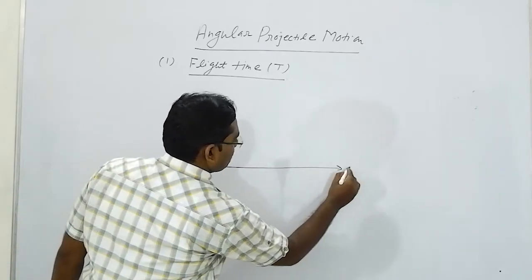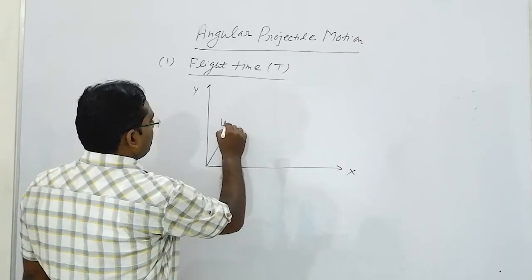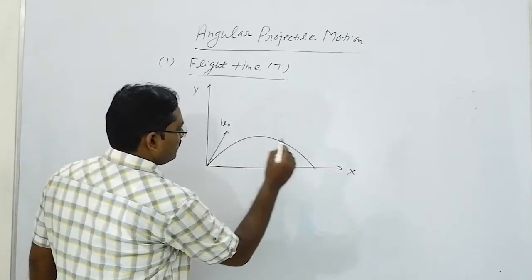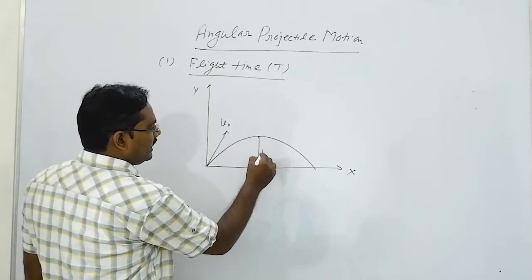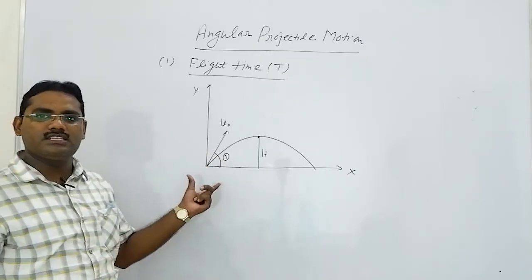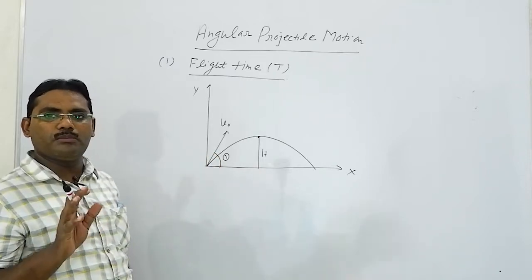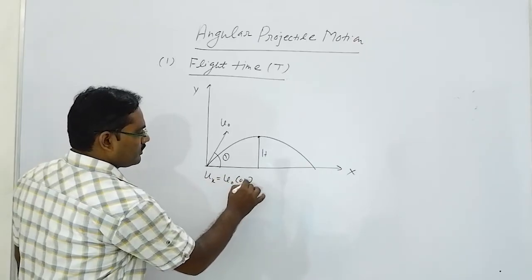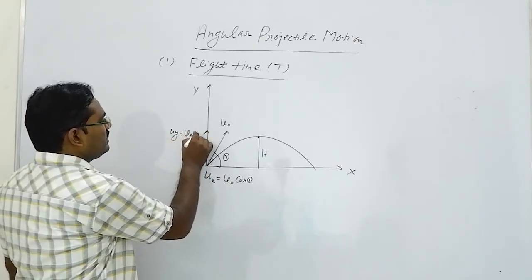This one is the x-axis, this one is the y-axis, and this one is the velocity of the projected body, and this is the path of the projectile. This one is the maximum point, the maximum height attained by the projectile. This is the velocity, this is theta. Theta is the angle of projection. Now here we take two perpendicular components of velocity: along the x-axis, v naught cos theta, and here uy is equal to v naught sin theta.